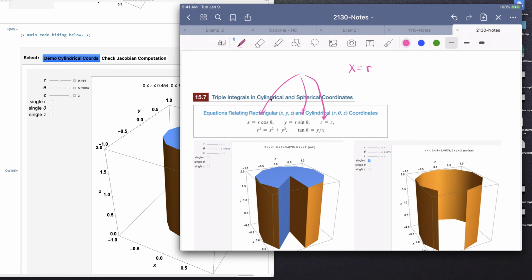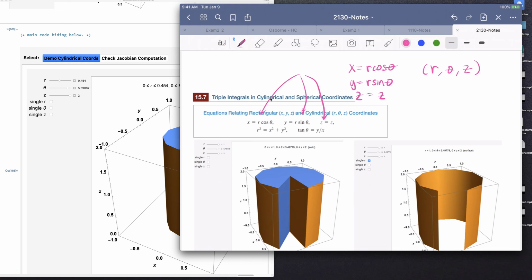So we can see that x is equal to r cosine theta, y is equal to r sine theta, and z is equal to z. So we have three cylindrical coordinates: r, theta, and z. These are your cylindrical coordinates.